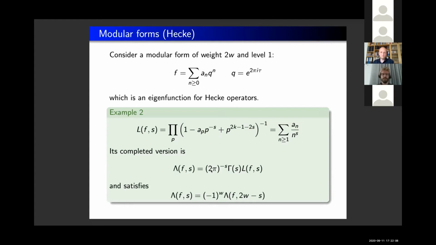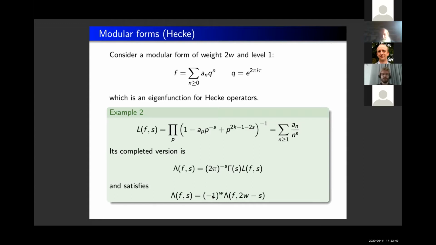The completed version, lambda, is (2 pi) to the minus s times gamma of s times L_f of s. And you may be wondering why this might look a little bit different from the gamma factors I had before, but don't forget that there's the duplication formula for the gamma function, which expresses gamma of 2s as a product of gamma of s over 2 and gamma of s over 2 plus 1. So one should really think of the gamma factors here actually as a product of 2 gamma factors. And in general, the number of gamma factors is called a rank. So these are really rank 2 objects.